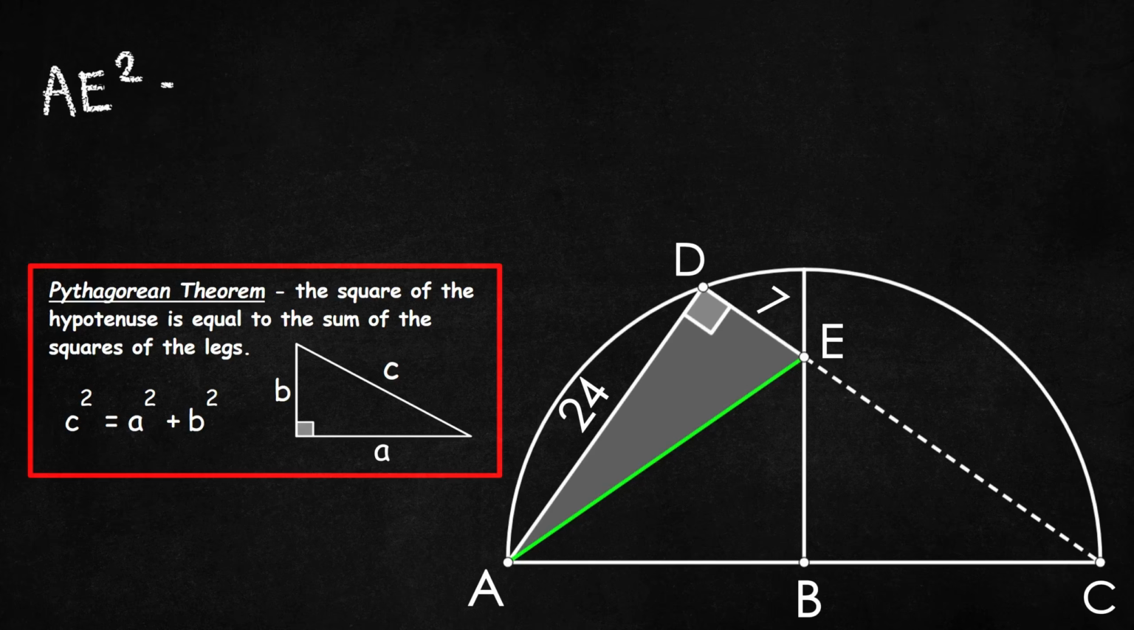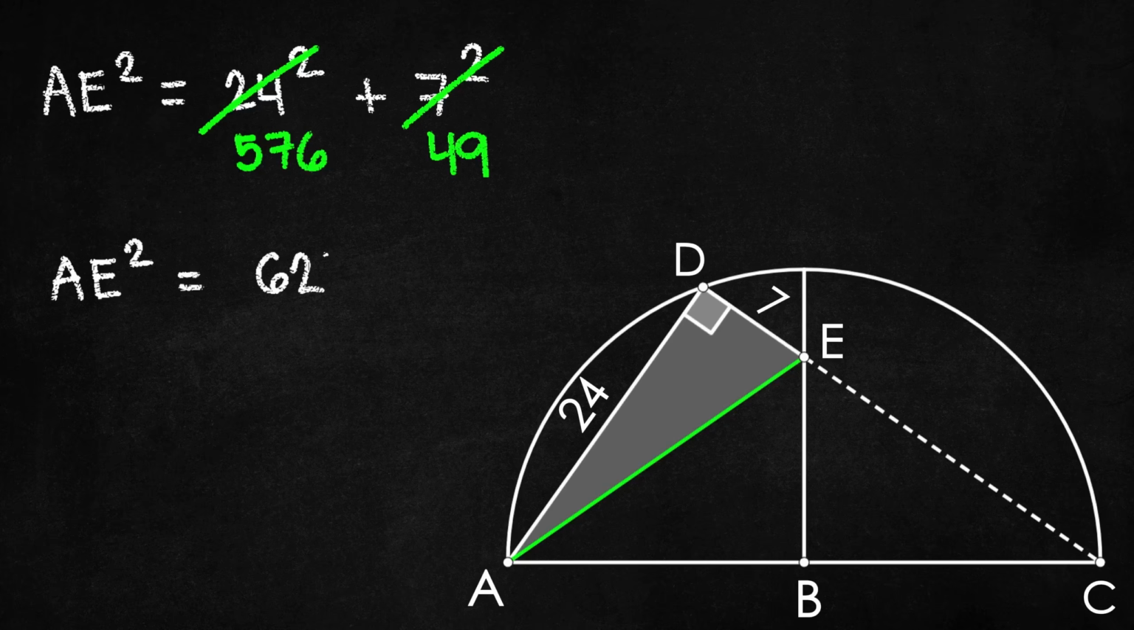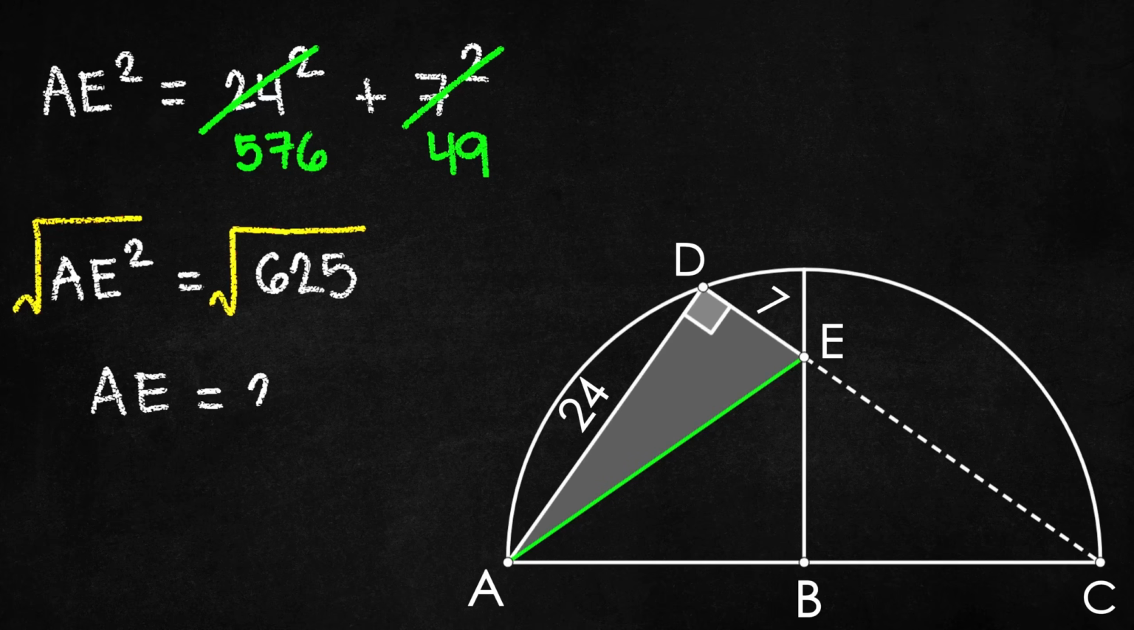AE squared is equal to 24 squared plus 7 squared. 24 squared is 576, and 7 squared is 49. 576 plus 49 is equal to 625. Take the square root of both sides. We get AE equals 25.